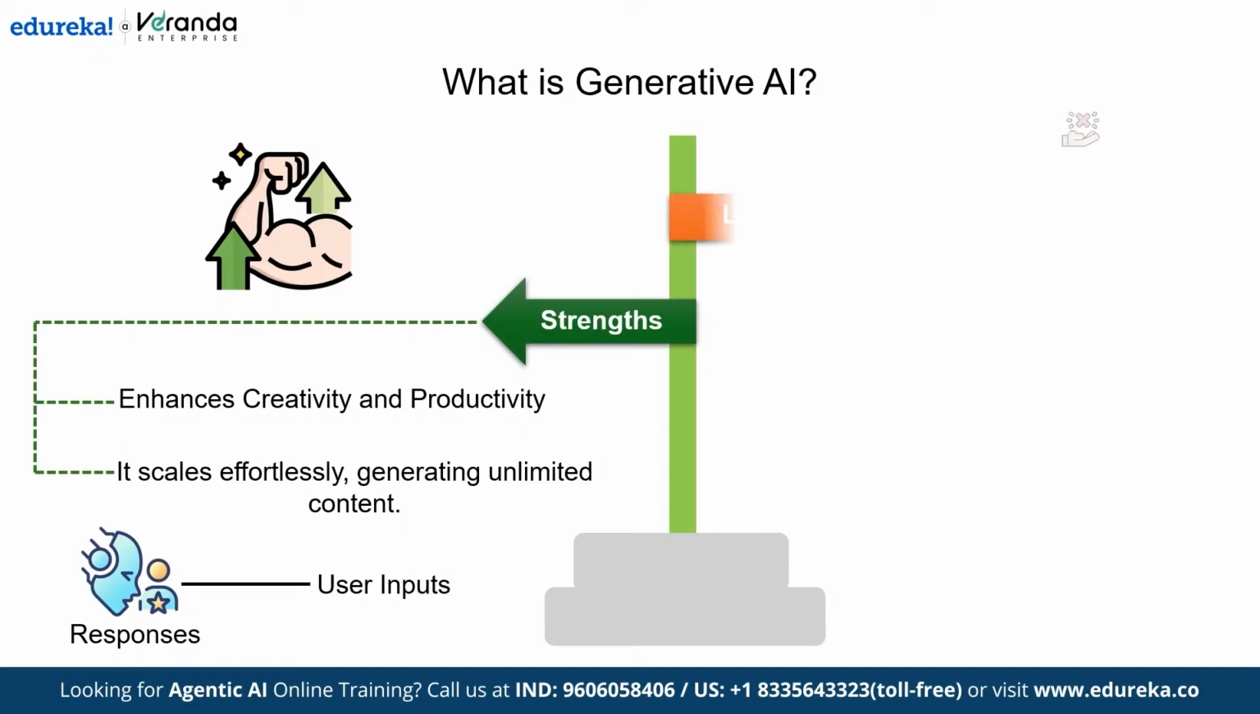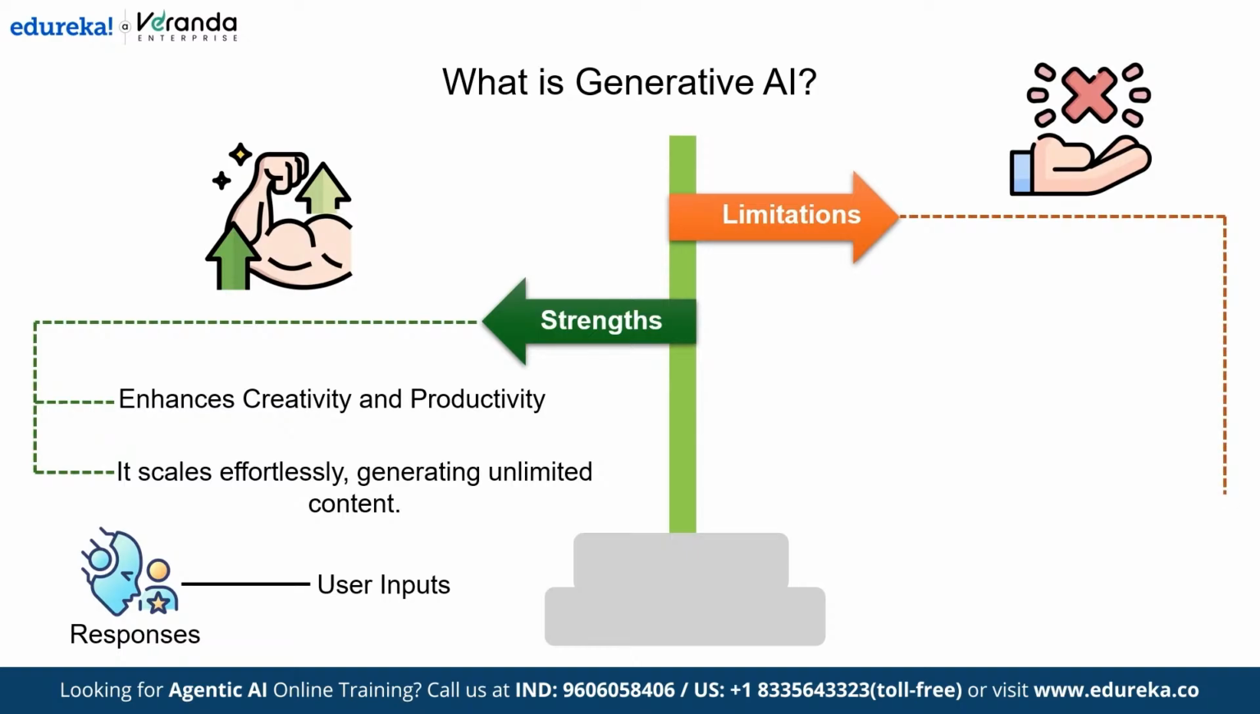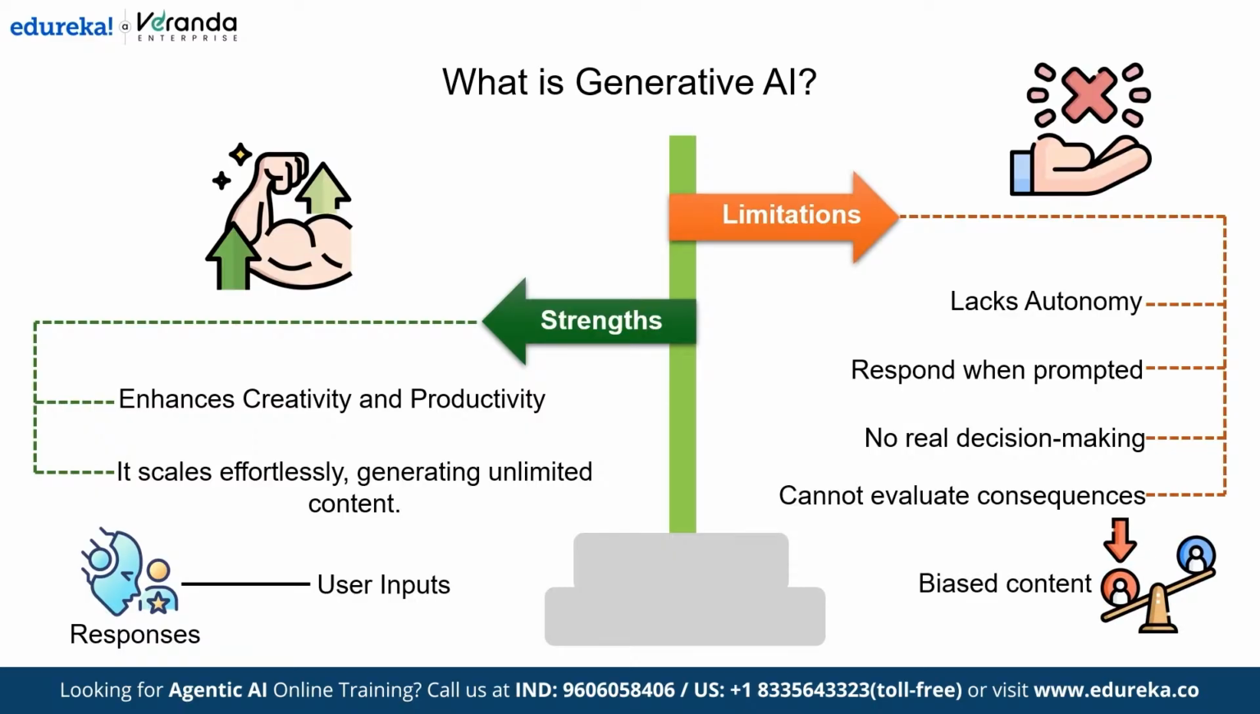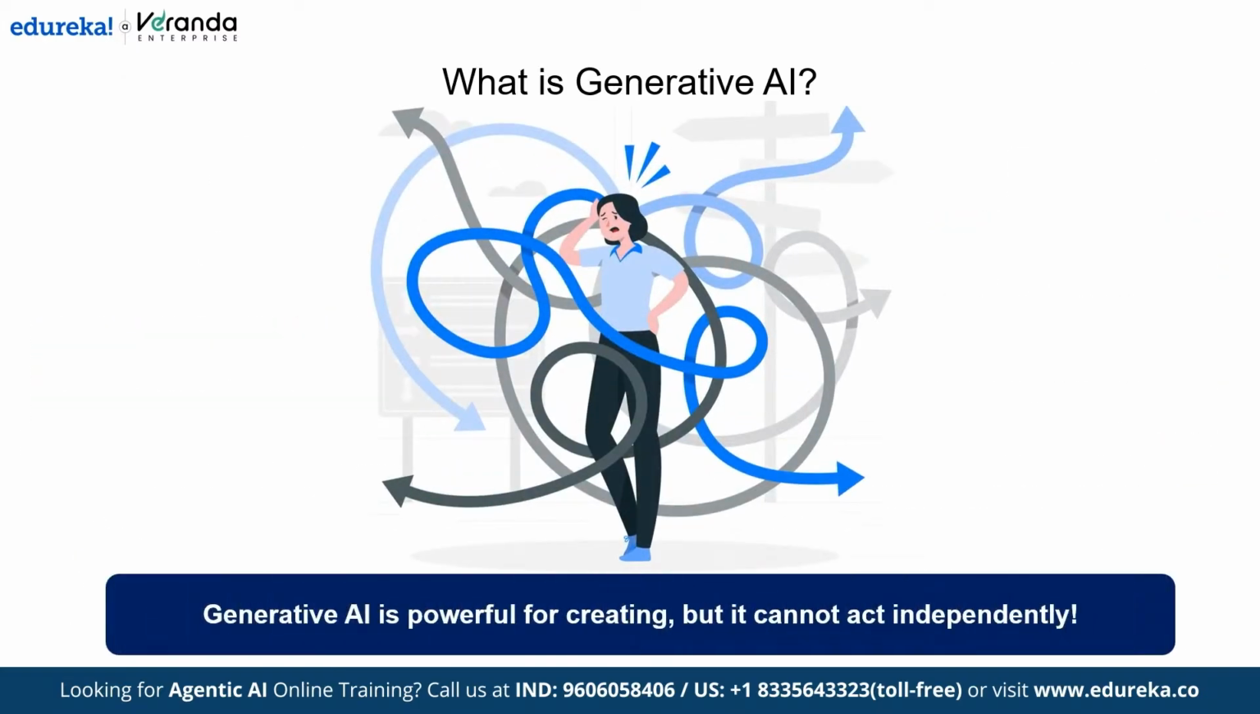But it also comes with a few limitations. Generative AI lacks autonomy. It doesn't think or act on its own. It only responds when prompted. It has no real decision-making abilities and cannot evaluate consequences or make independent choices. Additionally, it can generate biased or inaccurate content based on the data that it has seen. While generative AI is powerful for creating, it cannot act independently.